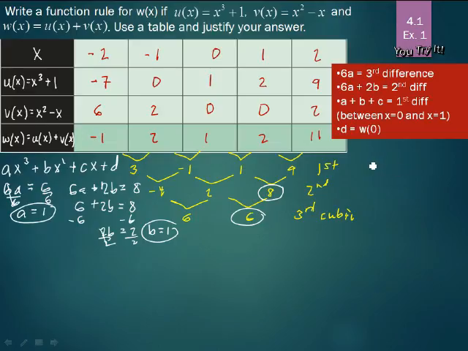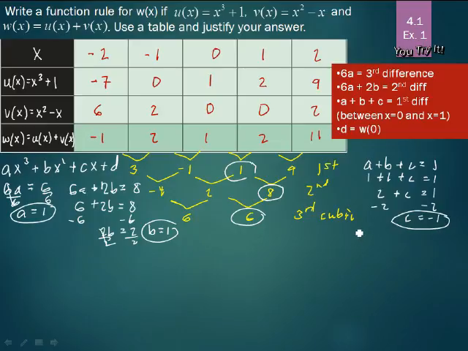And now to find c, a plus b plus c will equal the first difference between x equals 0 and x equals 1. So that's going to be 1. So plugging in our values we know a is 1 and b is 1. And then solving, 1 plus 1 is 2 plus c is 1. Continue to solve for c, we can subtract 2 on each side, so we get c equals 1 minus 2, which is -1. And lastly, d will be the y coordinate when x equals 0. So w of 0 is just 1. So we know that d will equal 1.